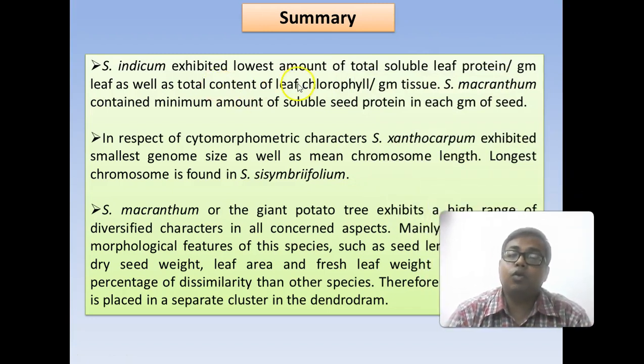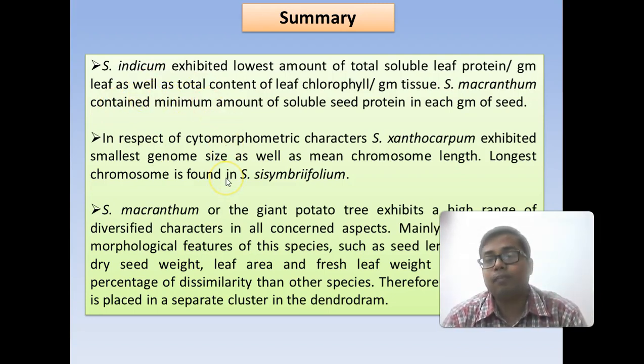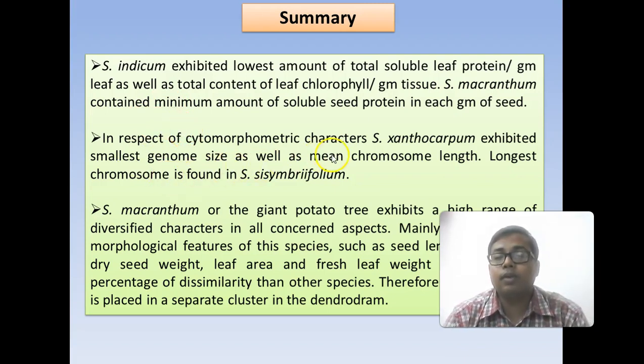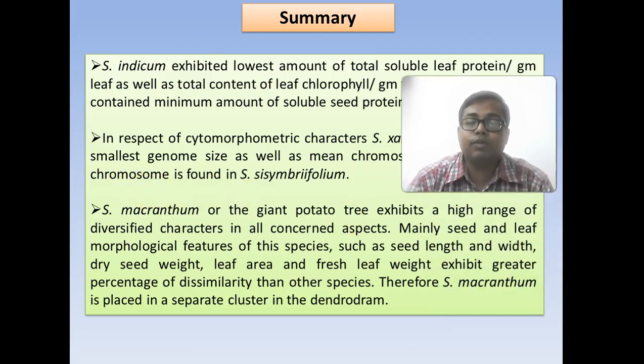Solanum nigrum exhibited the lowest amount of total soluble leaf protein per gram leaf, as well as total content of leaf chlorophyll per gram tissue. Solanum macranthum contains the minimum amount of chlorophyll in each gram of seed. In respect of cytomorphometric characterization, Solanum xanthocarpum exhibited the smallest genome size as well as mean chromosome length. The longest chromosome is found in Solanum sessimifolium.